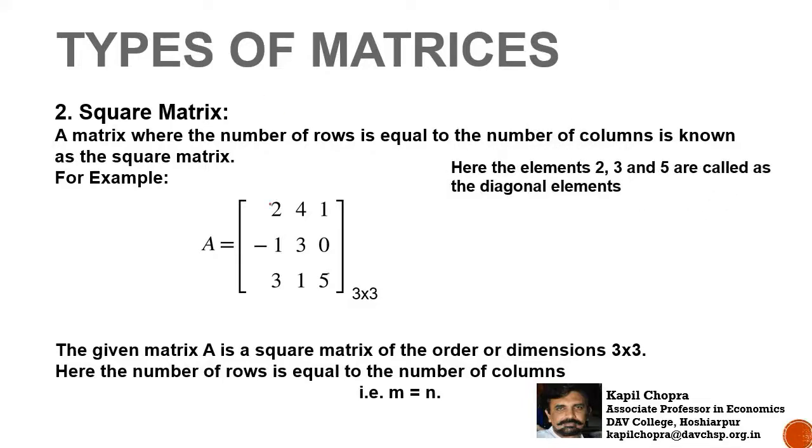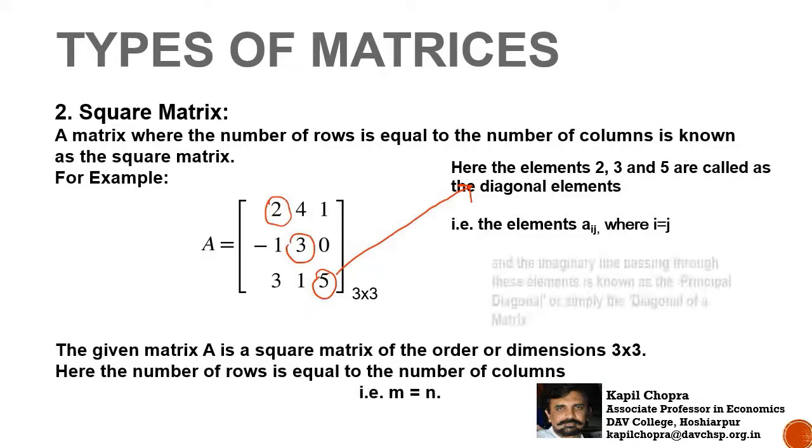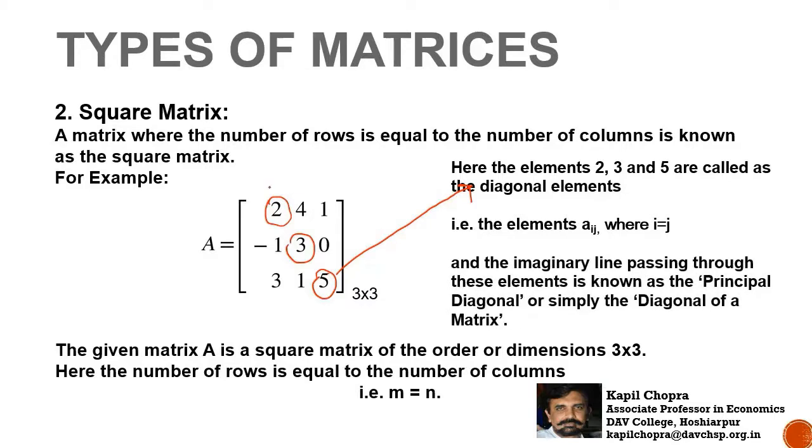Here the elements 2, 3 and 5 are called the diagonal elements, that is the elements Aij where i is equal to j. Also, the imaginary line passing through these elements is known as the diagonal or principal diagonal of a matrix.